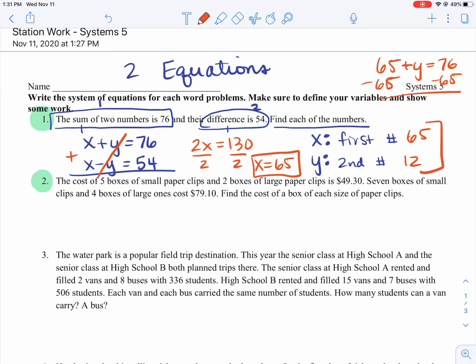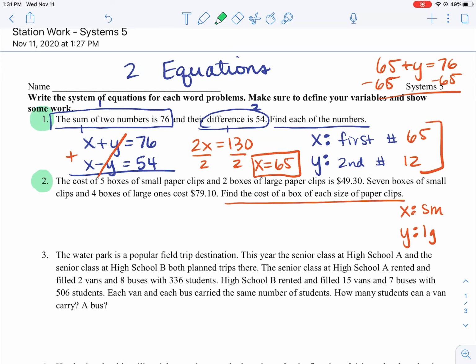For number 2, the cost of 5 boxes of small paper clips and 2 boxes of large paper clips is $49.30, and then 7 boxes of small, 4 boxes of large is $79.10. Find the cost of each size paper clip. So x, I'm going to make the small, and y, I'm going to make the large paper clips.